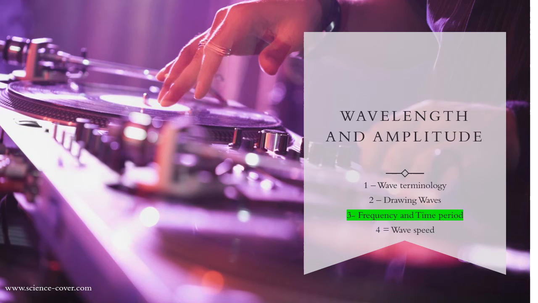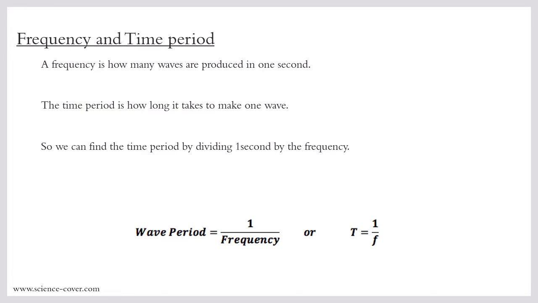Now let's look at how we can calculate the frequency and the time period. The frequency is how many waves are produced in 1 second. The time period is how long it takes to make one wave. So we can find the time period by dividing 1 second by the frequency. We can write this as an equation. The wave period, or the time period, equals 1 divided by the frequency, or t equals 1 divided by f.